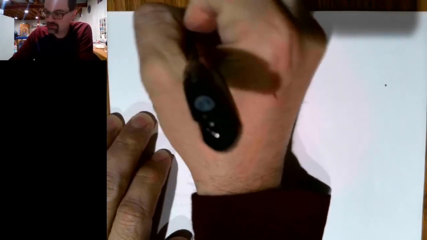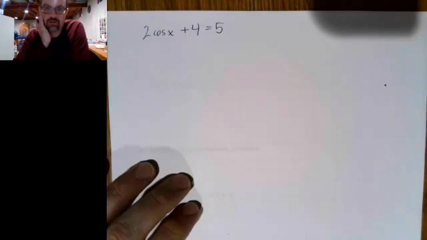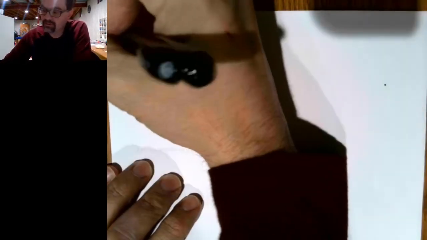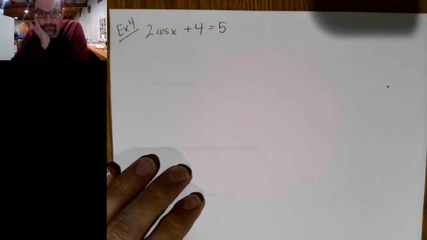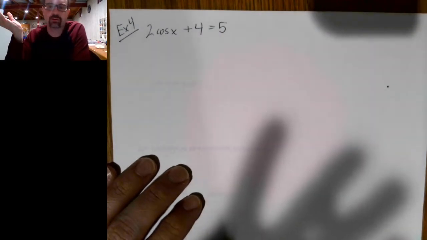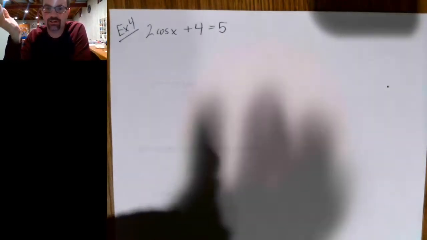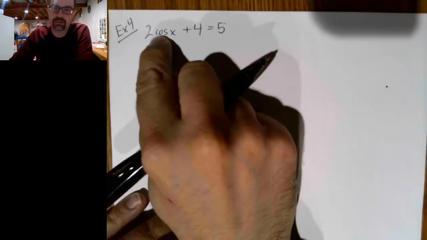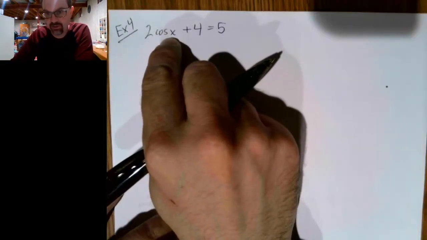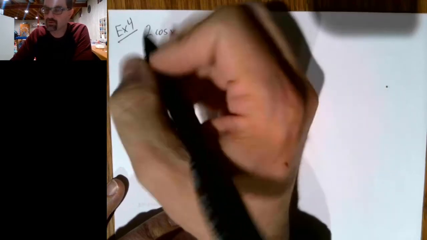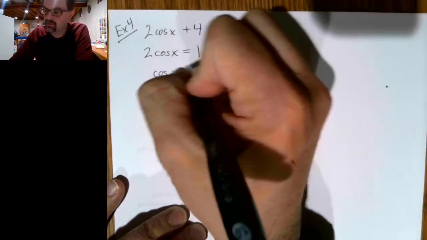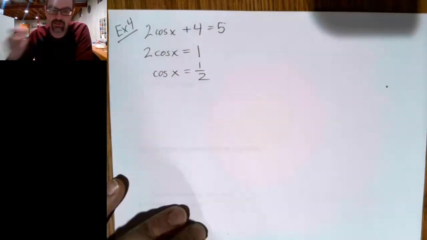So, we have 2 cosine x plus 4 equals 5. Alright, so this is example 4. Whenever we're solving an equation, we're basically trying to get the variable by itself. And when our variable is inside a trig function, it means getting the trig function by itself first. So, subtract 4 from both sides. Divide both sides by 2. And we're down to this.